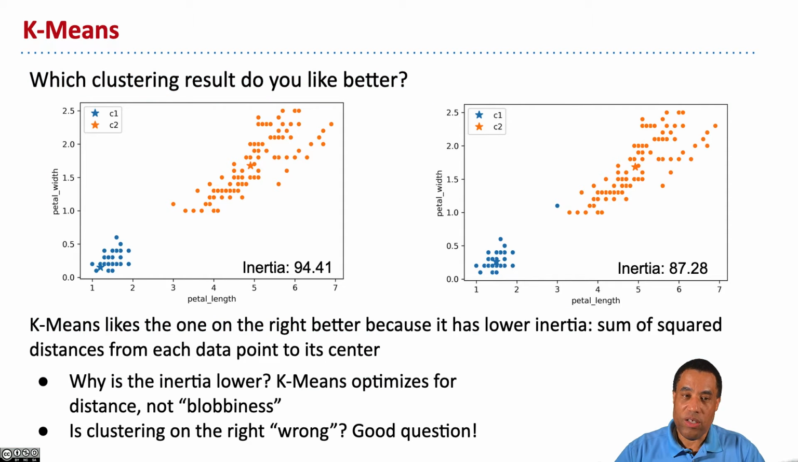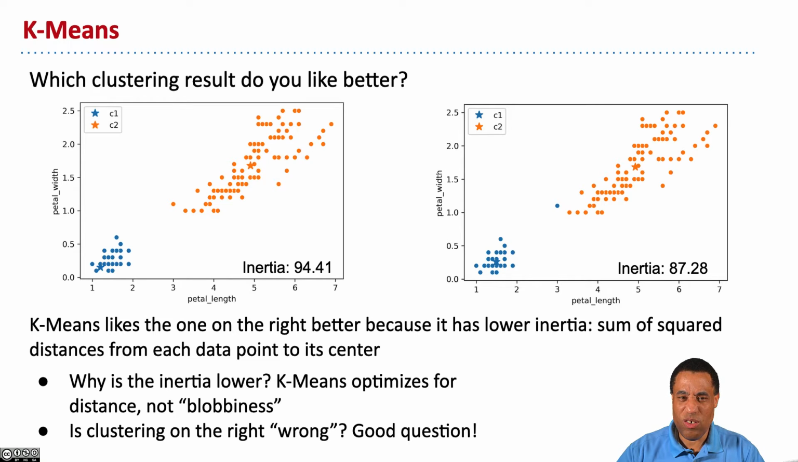Well, think about it, right? Lower inertia means a smaller sum of the squared distances from each data point to its center. And so k-means really here is optimizing for inertia. That point off to the left is closer to the blue center than it is to the yellow center. So if we pair it up with the yellow center, it's going to increase the inertia. If instead we pair it up with the blue center, it decreases the inertia.